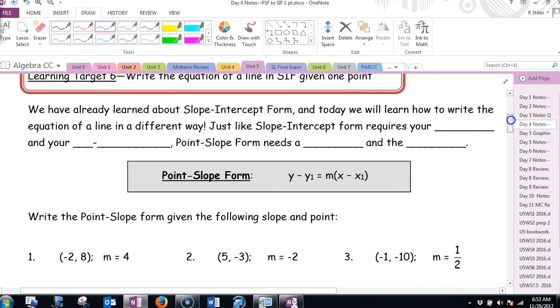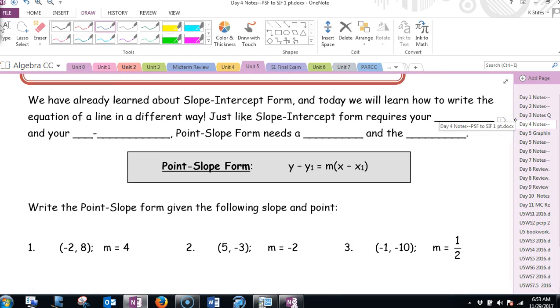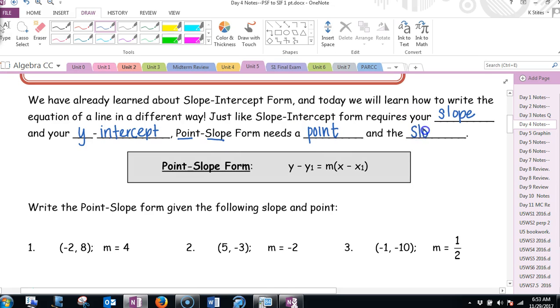So we've already learned about slope-intercept form. Today we will learn how to write the equation of a line in a different way. Just like slope-intercept form requires your slope and your y-intercept, point-slope form needs a point and the slope. Okay. So this is what point-slope form looks like.